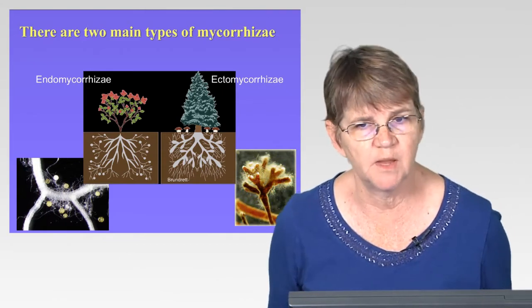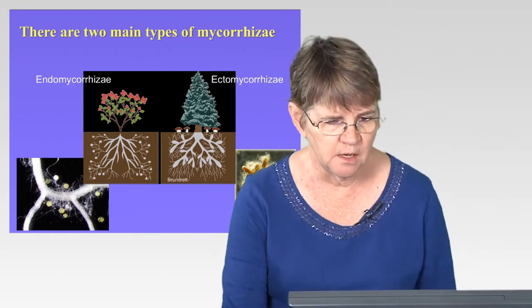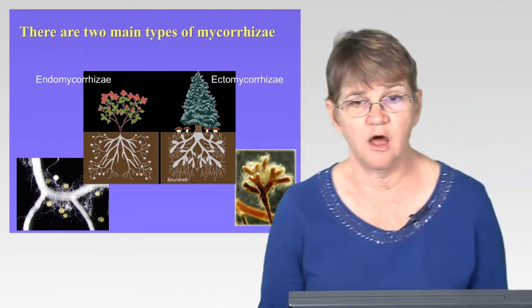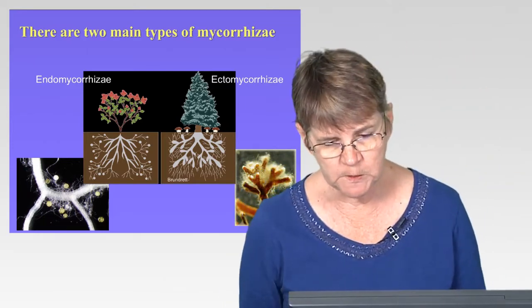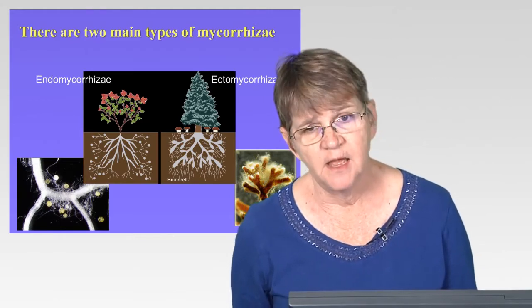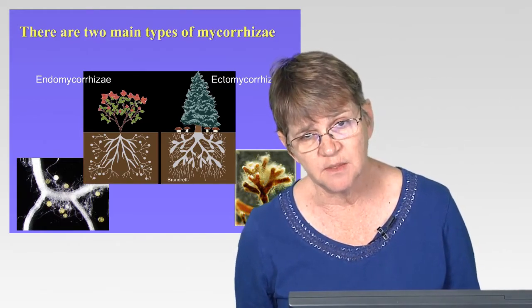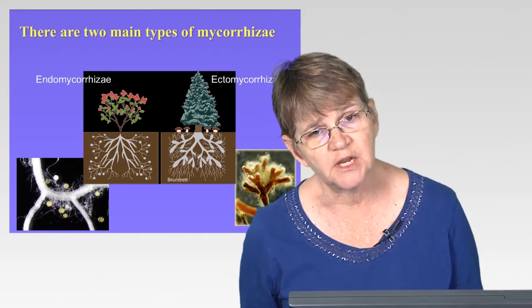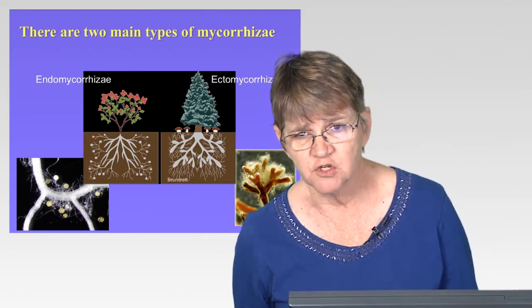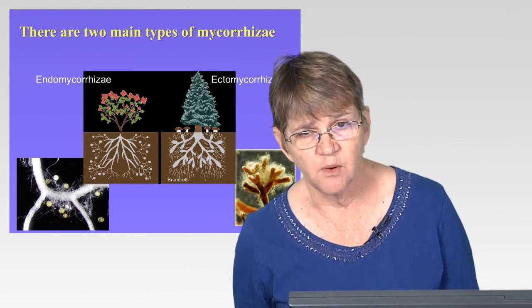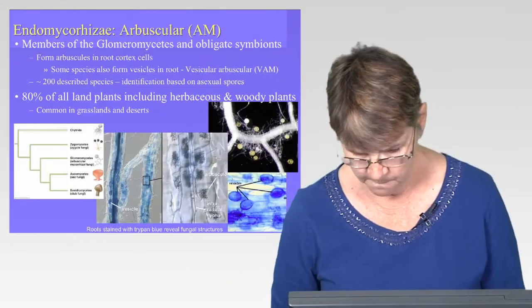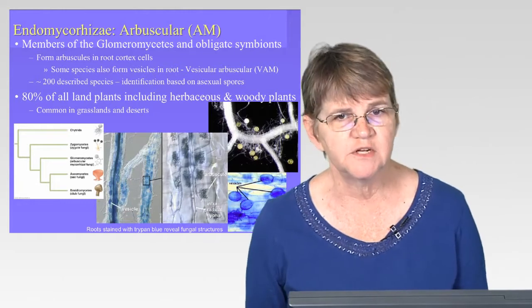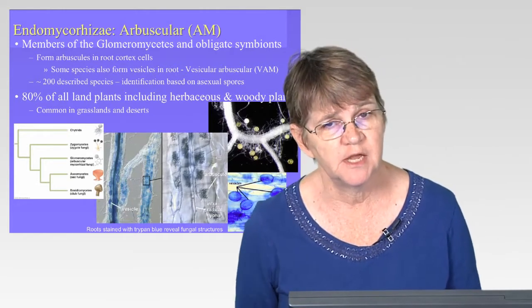In contrast, the ectomycorrhizae occur mostly in plants that are conifers. So we see the pine tree here has an ectomycorrhizae, and the roots that are colonized by the fungus look different. We have a change in the morphology, and we have a structure on the outside of the root, but we also have material inside the root. Okay, so I want to talk a little bit more about these two types.